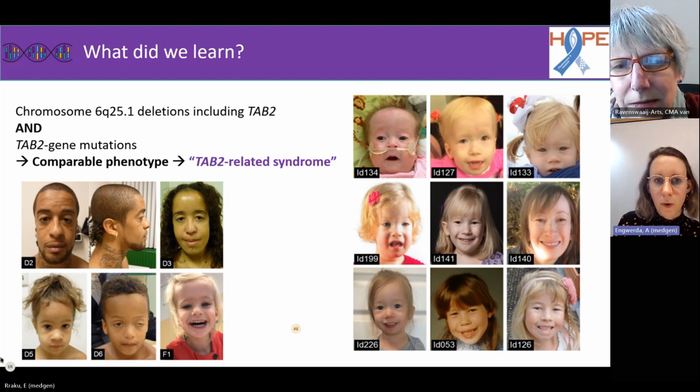And that's also why we call these disorders also the TAP2 related syndrome, since the TAP2 gene has a very important effect on the phenotype, much more than other genes which were also involved in deletions of the 6q25.1 region.